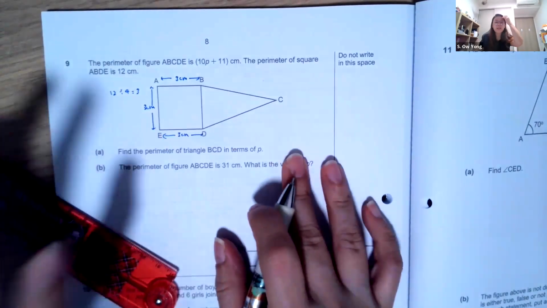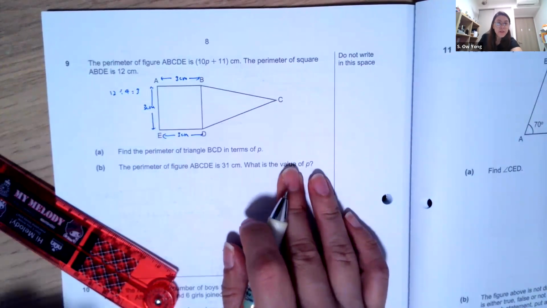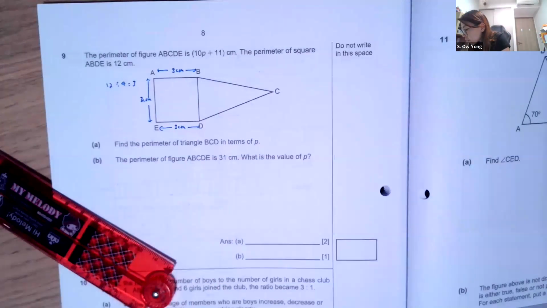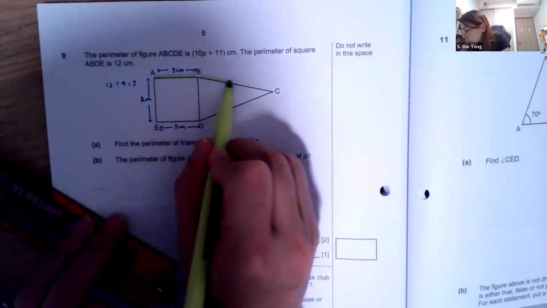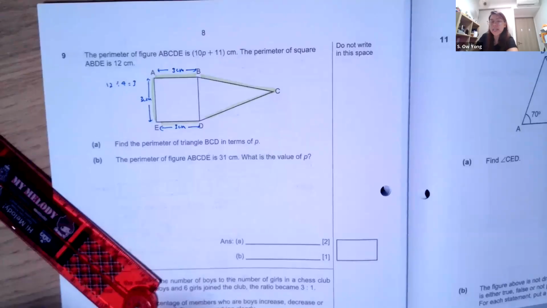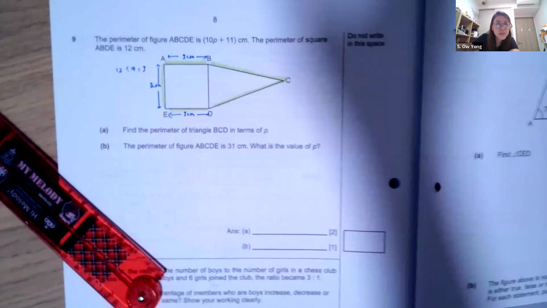But you need to take note that when they say find the perimeter of ABCDE, it actually refers to, let me draw out for you, this. Sometimes you are too nervous, you thought that the inner lines are counted. No, only the outline is counted. Then I hope that you can see clearly. Let me adjust the lighting a little bit more.